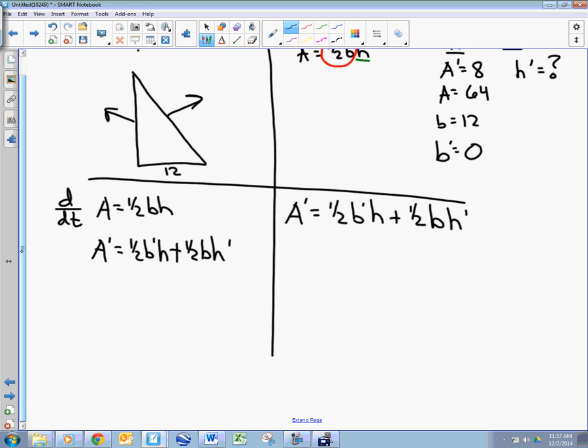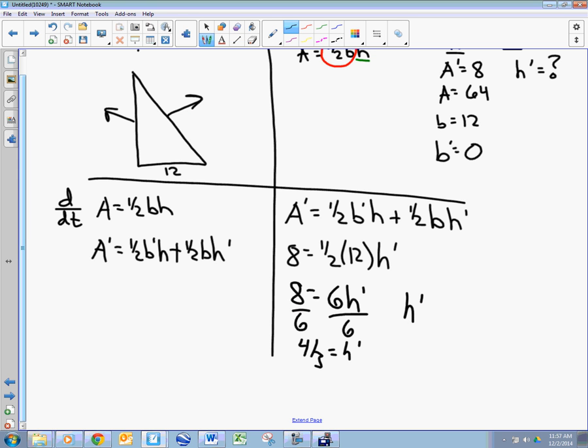So 8 is equal to, if b prime is 0, then that whole piece is 0, correct? Equals 1/2 times, what is the current base? 12 times h prime. Or 8 is equal to 6 h prime. Divide both sides by 6. 4 over 3 is equal to h prime. Or h prime is equal to 4 over 3 what? It is a rate, so we must attach centimeters per second.